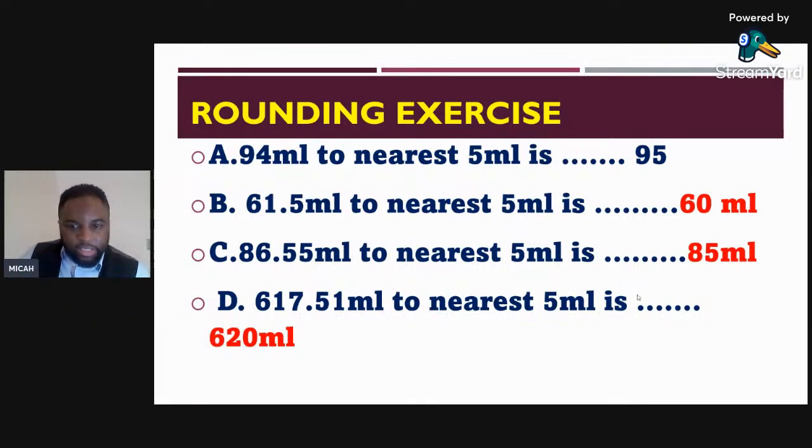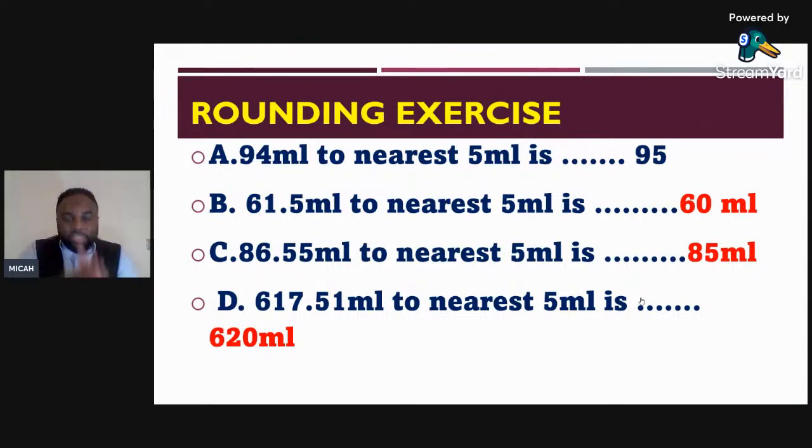Yes. So again, simple way, look for the halfway point. You have 61.5 mil and I want you to round to the nearest 5 mil. What are the two multiples? Can anyone tell me what are the two multiples on either side of 61.5? On this side, we have 60 mil, and on this side, we have 65 mil. Those are the two multiples on either side of 61.5. Now, where is the halfway point? If I drop that knife, it's going to split it in half. That knife is going to drop on 62.5.